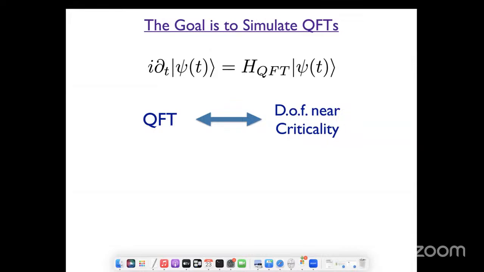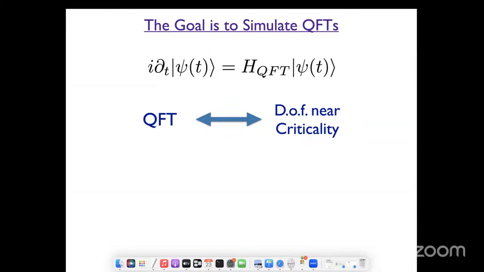Traditionally, the way we think about quantum field theory very often is as a set of degrees of freedom that emerge near criticality. So you have some sort of spin system or maybe some other kind of system of electrons, or a system of atoms, right? We tune this system to a second order phase transition, and the quantum field theory describes the long distance fluctuations of that system, right?